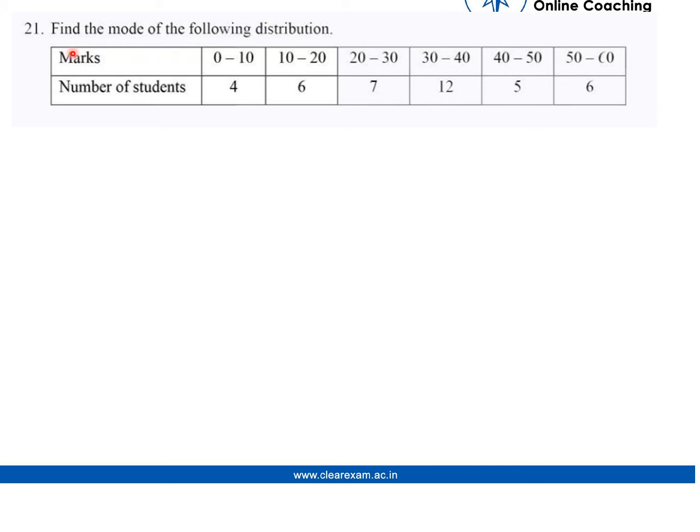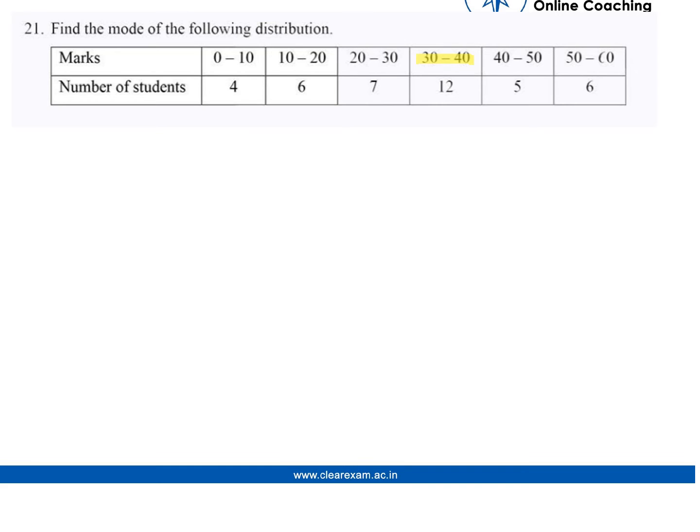So the given question says that find the mode of the following distribution. The data is given, and we need to know what is mode. So mode is the highest frequency. So by this we can determine which is the modal class, and we can see 12 is the highest among these. So the modal class will be 30 to 40.